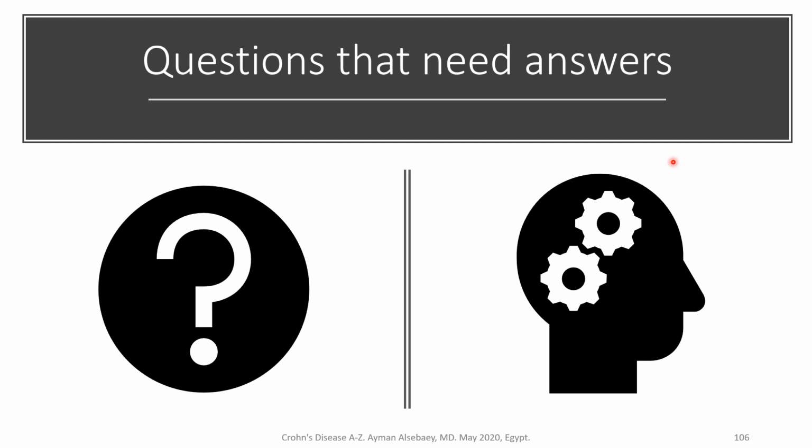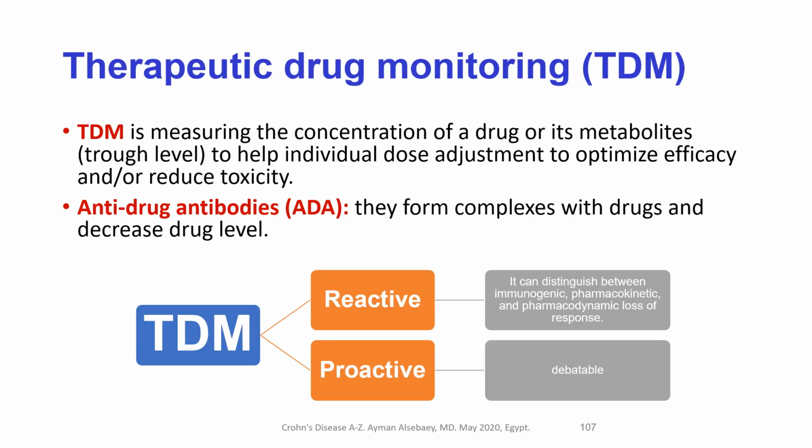There are some questions we need to answer. Should we use therapeutic drug monitoring? Yes, there are two types of therapeutic drug monitoring. We measure the trough level of the drugs. There is proactive or reactive. Proactive means before loss of response. You predict the loss of response before its occurrence. Okay, I begin the therapy and I will check the drug level to monitor it and to optimize it to avoid loss of the response to the drug.